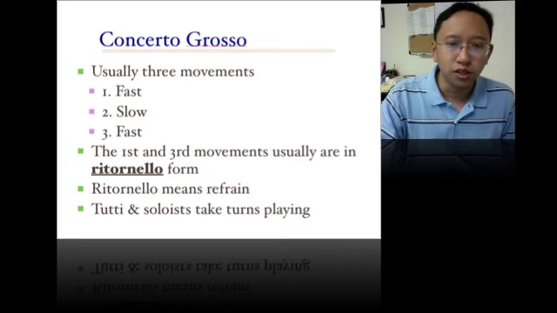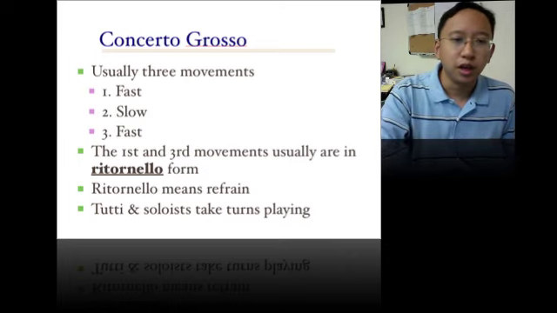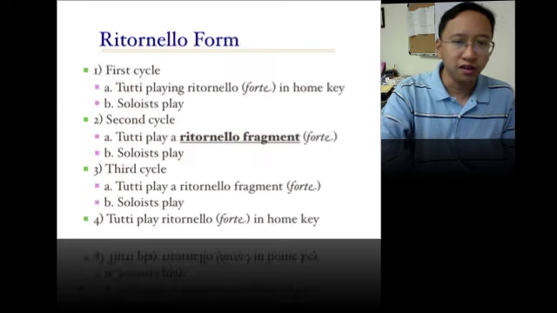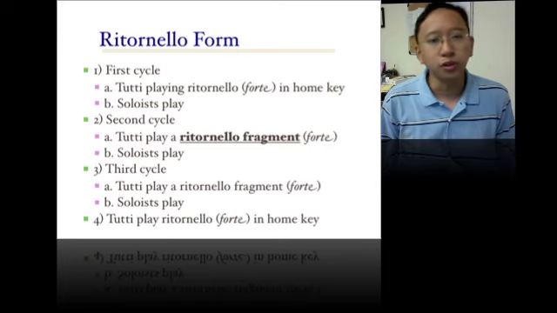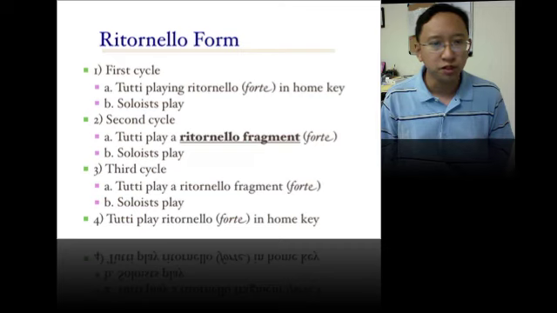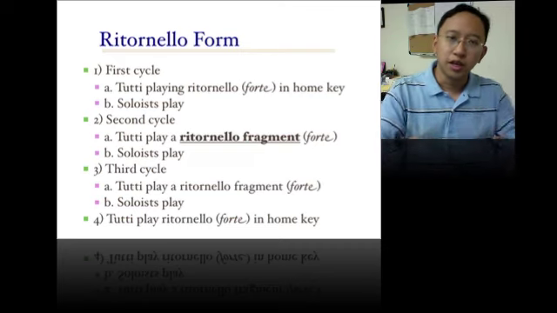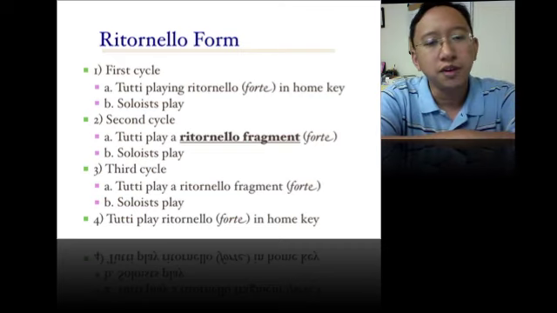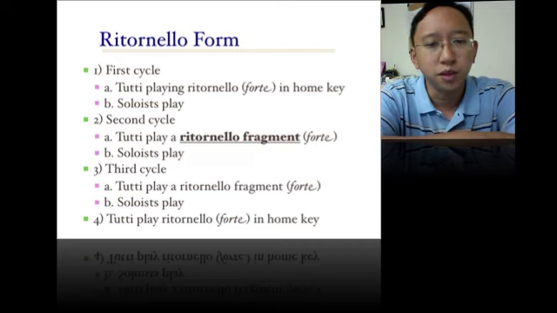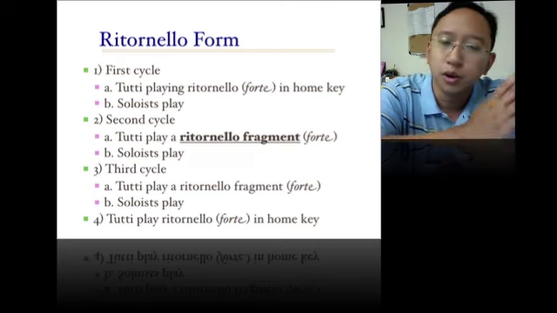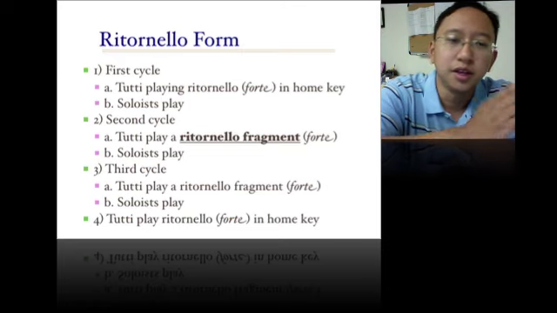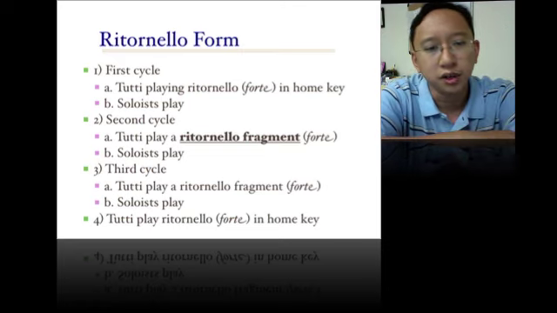In essence, the tutti and the soloist take turns playing within the musical context. This is an outline of basically what a ritornello form is, where there's this first cycle where the tutti plays the ritornello or the main melody, forte in the home key, and then the soloists play a contrasting section. And then you have a second cycle where the tutti plays the ritornello again, but just in a fragment, not the whole melody, and then the soloists play another contrasting section again.